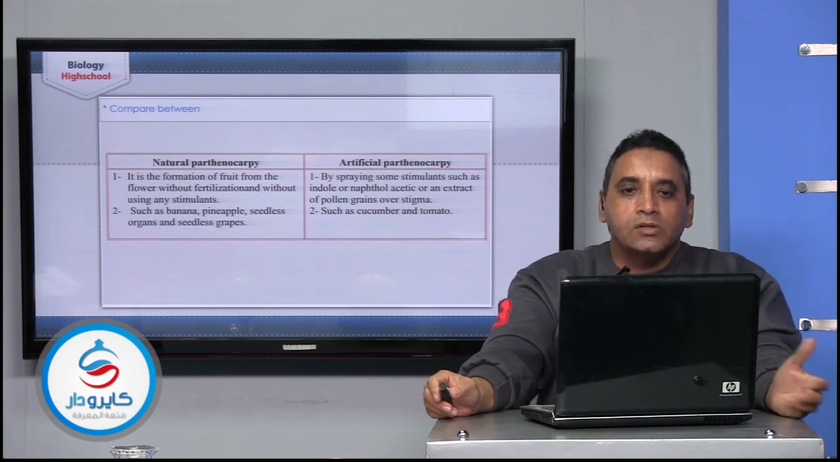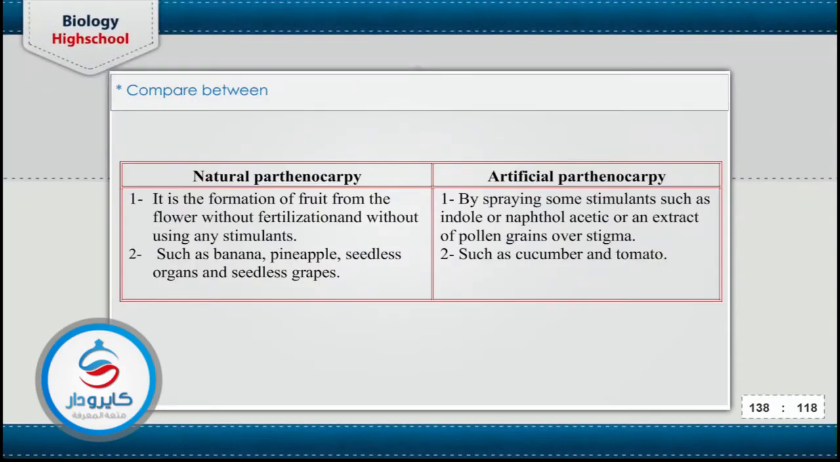fruits. So the natural parthenocarpy is the formation of fruit from the flower without fertilization or without using any stimulus. احنا ما بنعملش stimulus خالص، ده بيحصل natural. لكن في الارتفيشال لازم يبقى فيه stimuli as spraying some of the substance as indole or naphthalene acetic acid or the extraction of the pollen grain over the stigma. لما اجي في الناتشورال هلاقي as that in banana, the pineapple, seedless orange and seedless grapes. لكن التاني as that in the cucumber and the tomato.